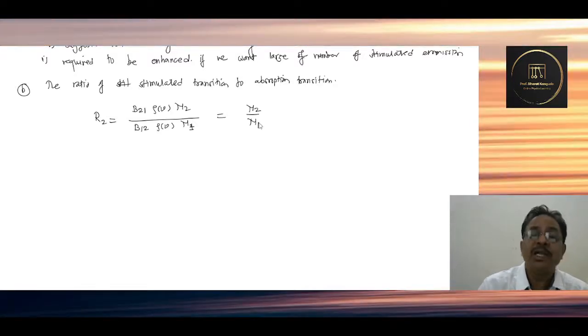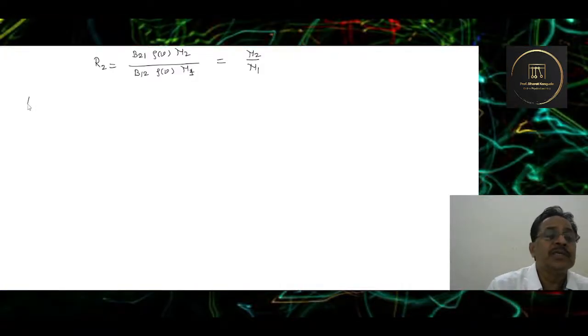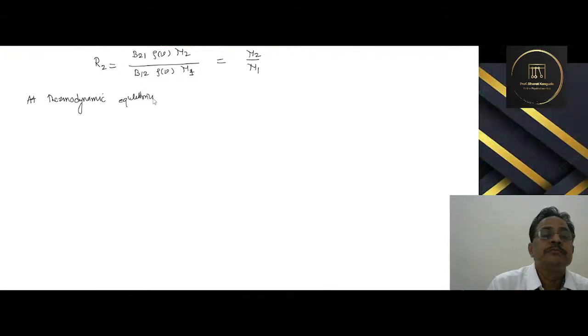So that is one very fundamental equation, R2, that tells you the ratio of these two types of transitions is simply N2 upon N1. And we have already seen in chapter 1, at thermodynamic equilibrium, this is the condition we have already seen.